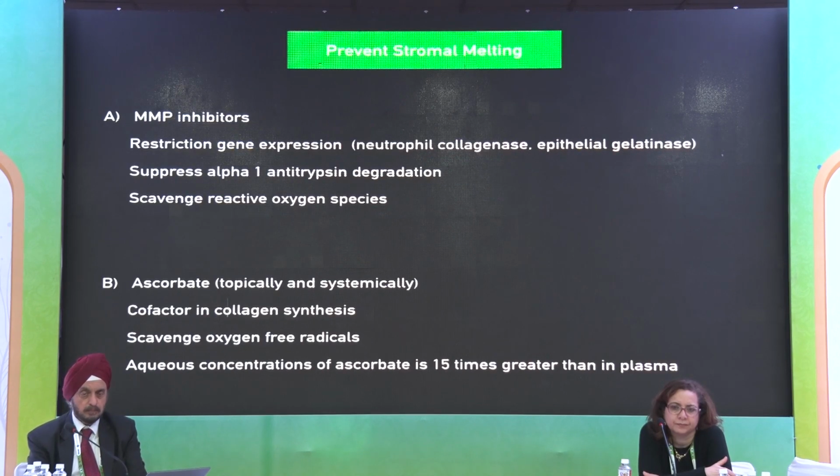Then prevention of stromal melting is another important aspect because we want to avoid any kind of stromal thinning and perforation. So in these cases, matrix metalloprotease inhibitors help by scavenging the reactive oxygen species, and they also suppress the alpha-1 antitrypsin degradation. So doxycycline, erythromycin, these drugs are advised. In ongoing inflammation, ascorbate is usually reduced, and that's why the collagen cannot synthesize itself again, and there is ongoing stromal melt as well. So topical ascorbate or systemic ascorbate can be used in these cases, which help in collagen synthesis and rebuilding of the stroma. And it also scavenges the oxygen free radicals.